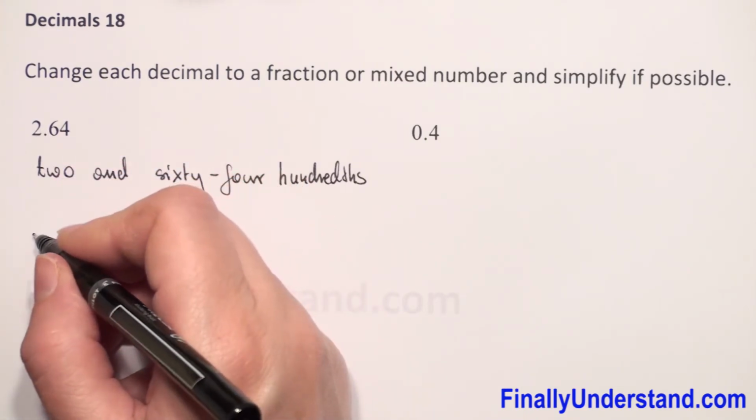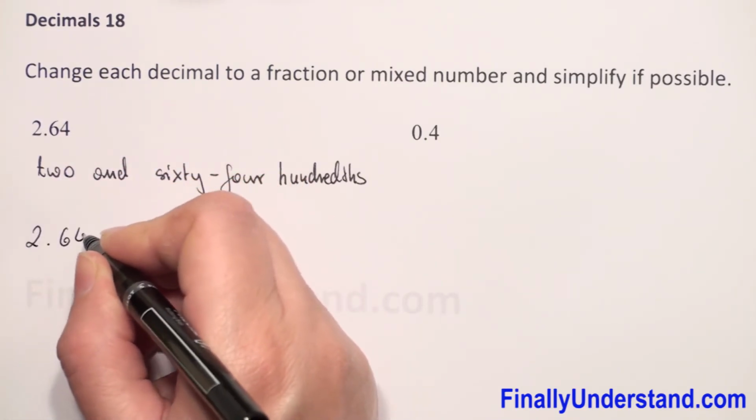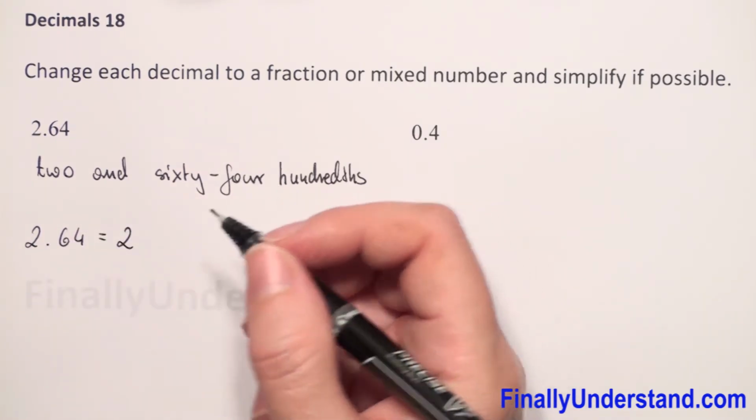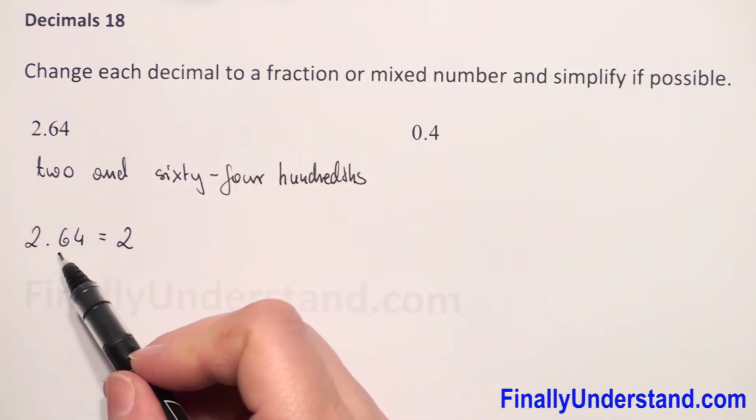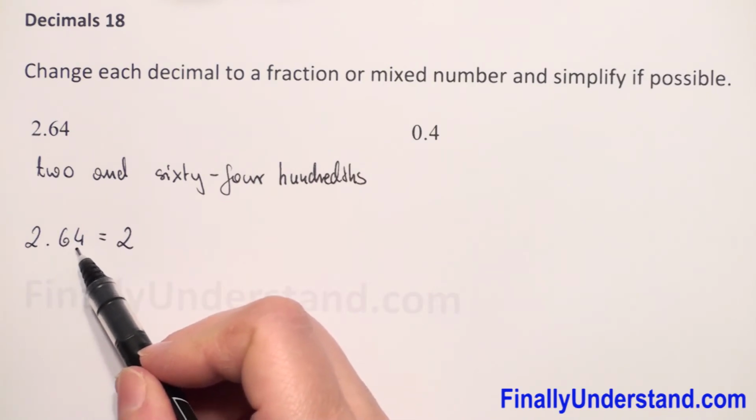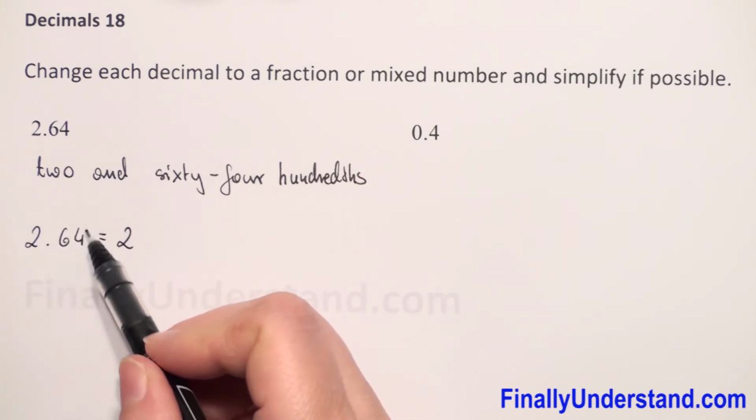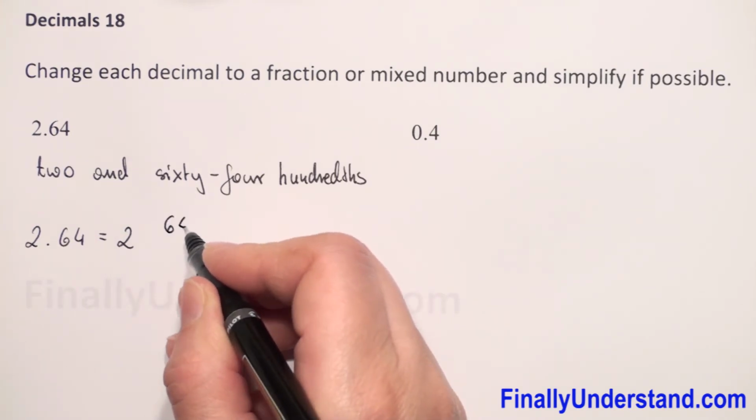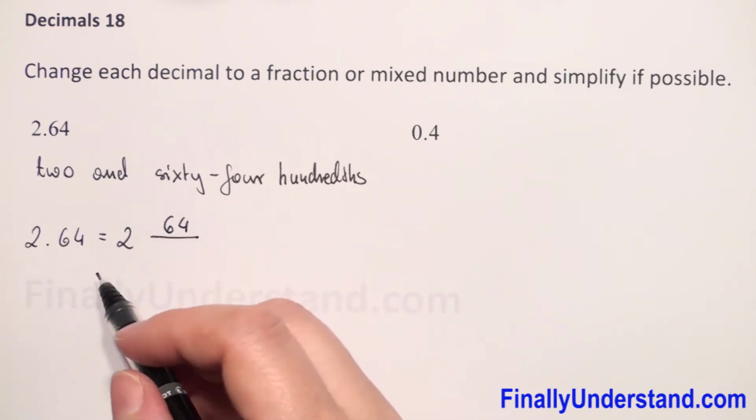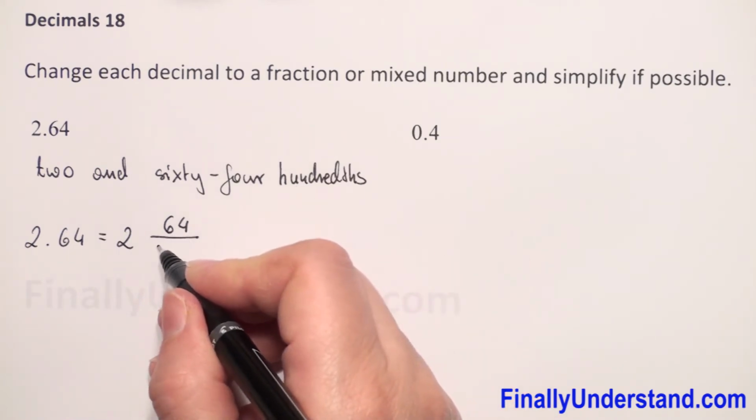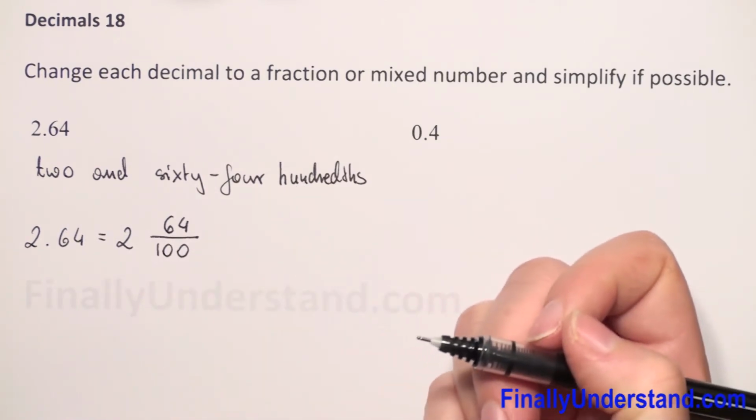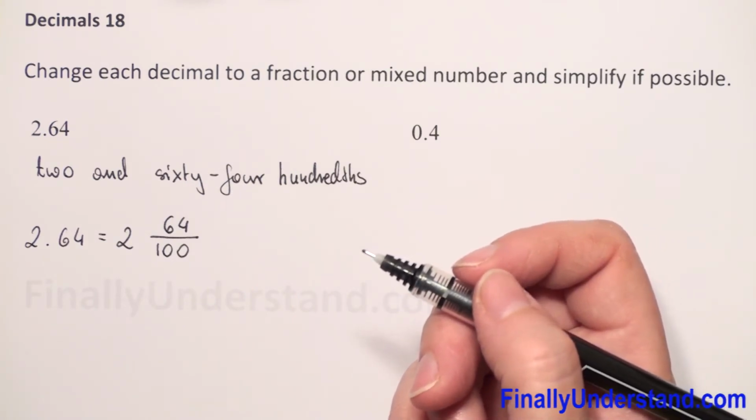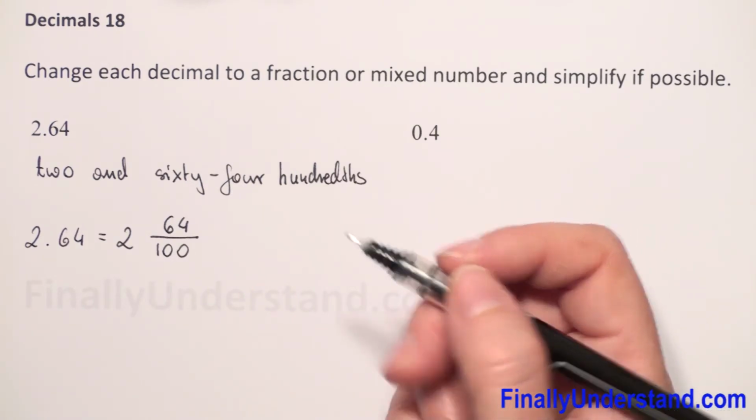Let me copy maybe the beginning. We have 2.64. This is equal to, the whole number we write first, 2. And now after the decimal point we have 64. So wherever we have this, we have to write this in the numerator. And the denominator is hundredths, so we just write 100 in the denominator. So now we have to check if we can reduce our mixed number.